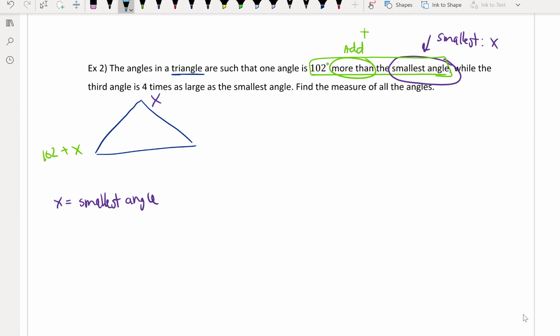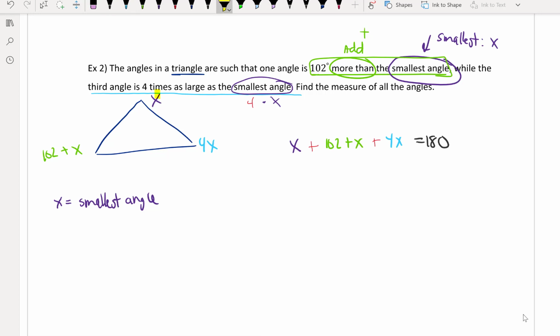Now for the next one, it says the third angle is 4 times as large as the smallest. So again, that smallest is x, and it says 4 times that. So in this particular case, this is going to be 4x. So I know that whenever I have a triangle, I add all the angles, it's going to give me 180. So I have my smallest, which is the x, I'm going to add it to my other angle, which is 102 plus x, and that last angle, which is 4x. And all of this is equal to 180.